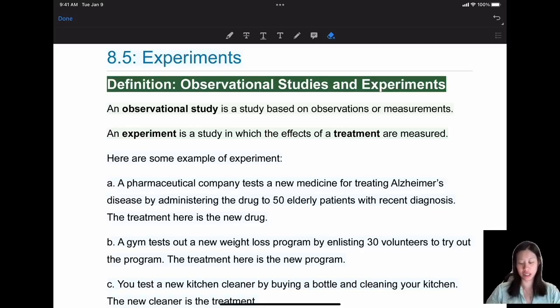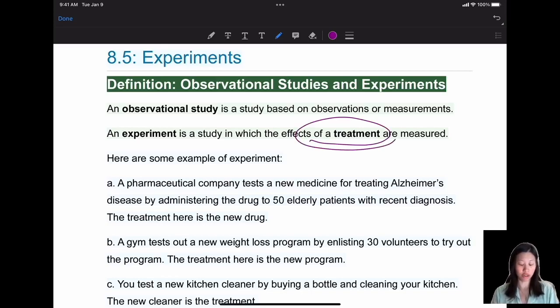Hello. So in this chapter, we're going to talk about observational study and experiment. The definition of observational study is a study based on observations or measurements, and an experiment is a study in which the effects of treatment are measured. So that's the difference. In an experiment, you need to measure the effects of the treatment. In an observational study, you just base it on observation or measurement without any treatment.